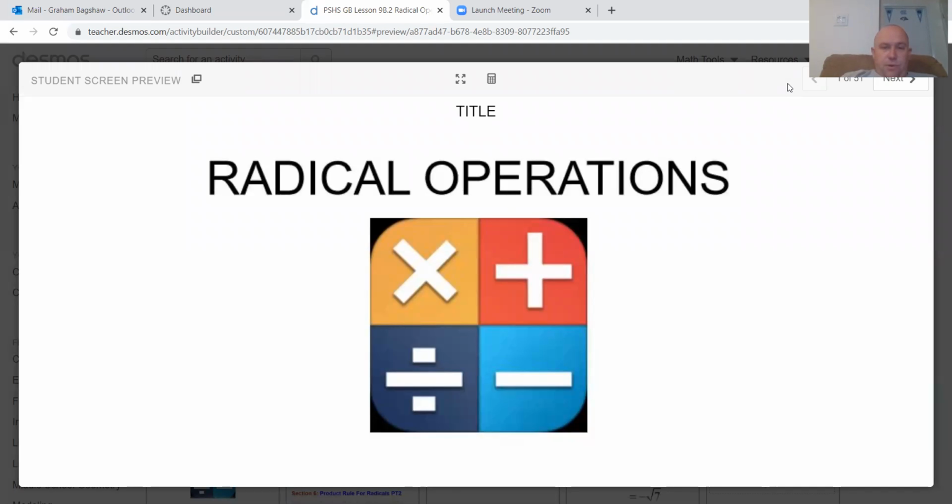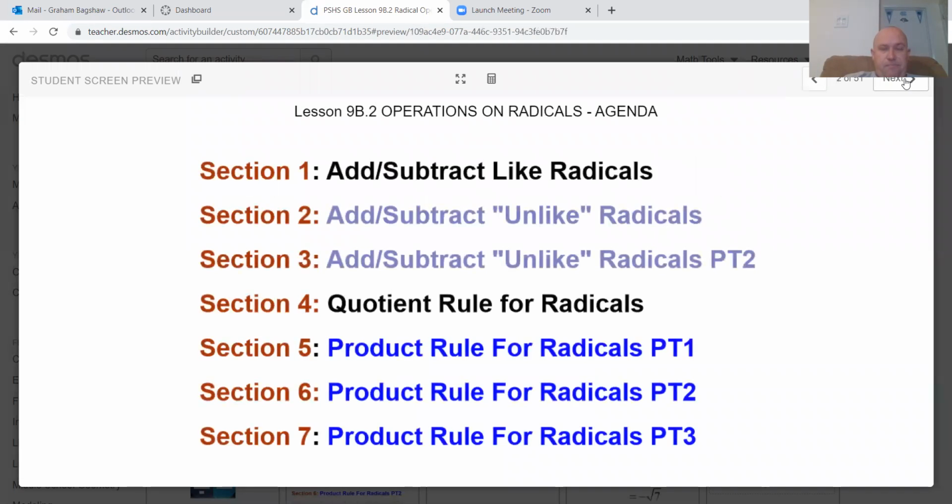Okay, this is a video tutorial for lesson 9b part 2. This is operations on radicals. Make sure you've seen the lesson for 9b.1 or else there's going to be things that you won't be able to do. So it's going to be the same idea. It's going to be simplifying radicals, but then it's going to be applying some operation to that.